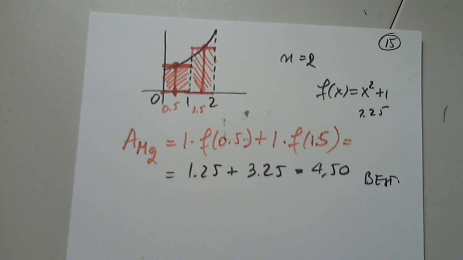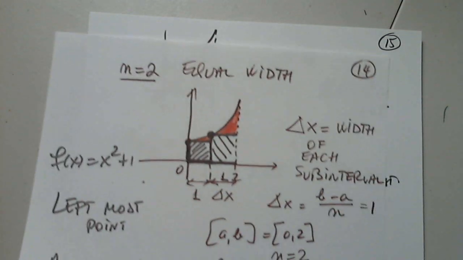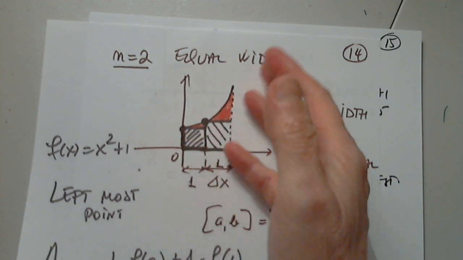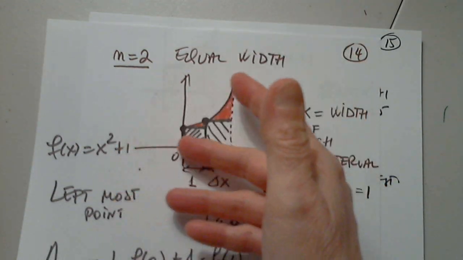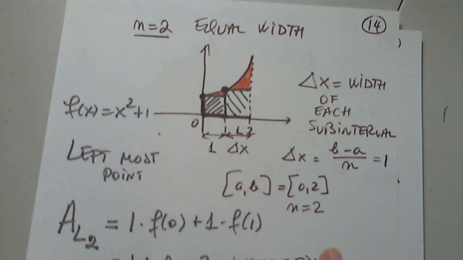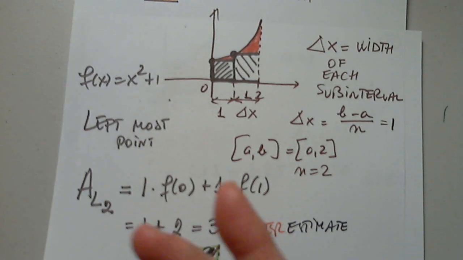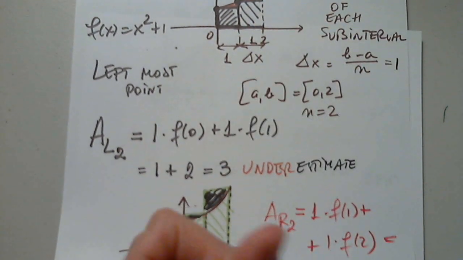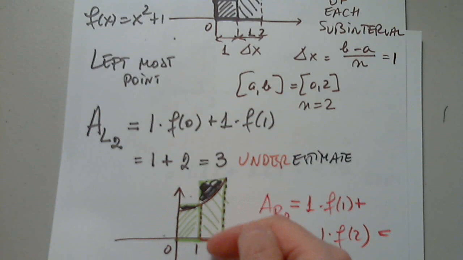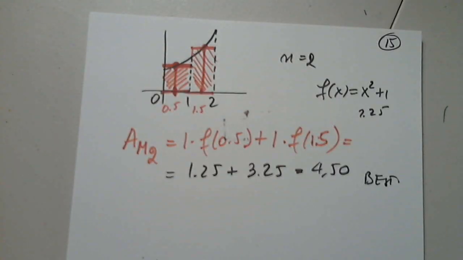So again, see the difference. It's an increasing function. Because it's an increasing function, the leftmost point will be an underestimate. Because it's an increasing function, the rightmost point will be an overestimate. And this is the best estimate.